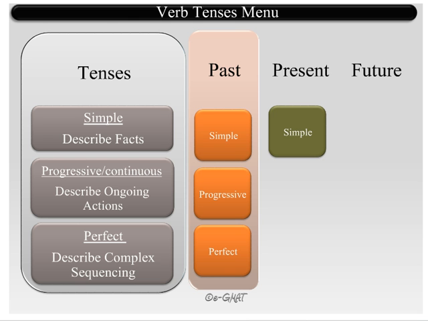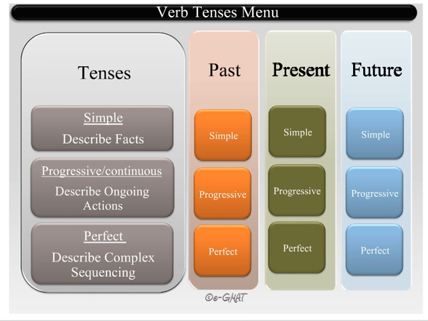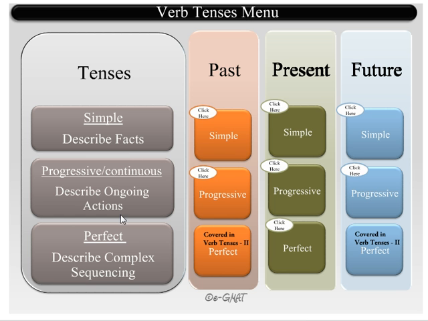Note that there are more complex tenses that can be formed using these basic tenses, such as progressive perfect tenses. But in this concept, we will only focus on the basic verb tenses. You may click on any of the boxes to view the details and the examples of these tenses. Please note that past perfect and future perfect tense are discussed in detail in Verb Tenses Part 2 concept file.